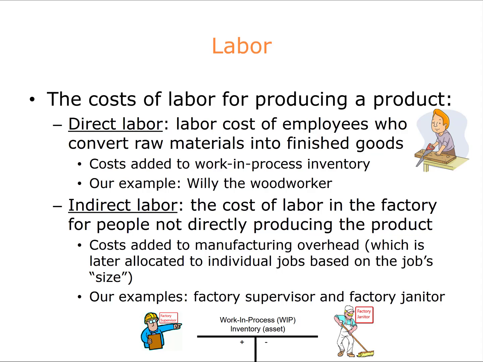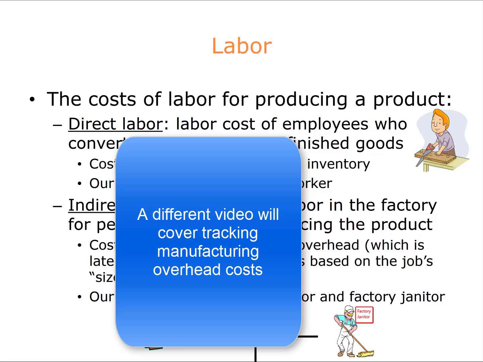If the employee does not directly work on the product, but is a factory worker, and therefore their salary is necessary to build the product, the cost of paying the employee is considered indirect labor and is instead added to manufacturing overhead. Later, the manufacturing overhead costs are allocated to the various jobs based on each job's size. We'll go into detail about manufacturing overhead later.